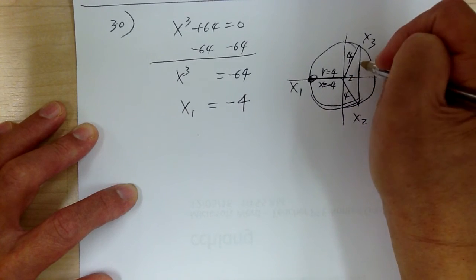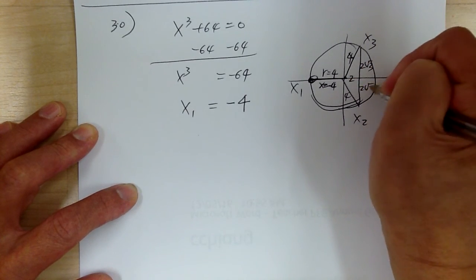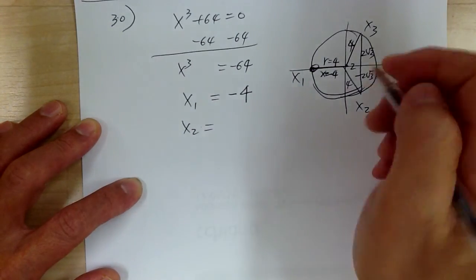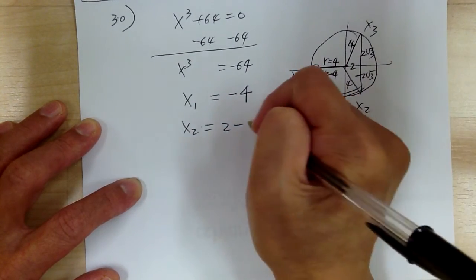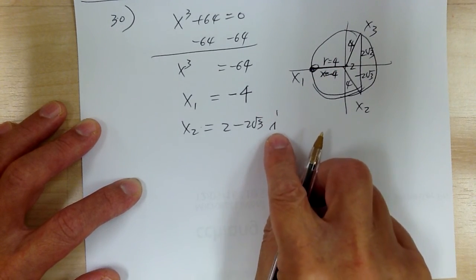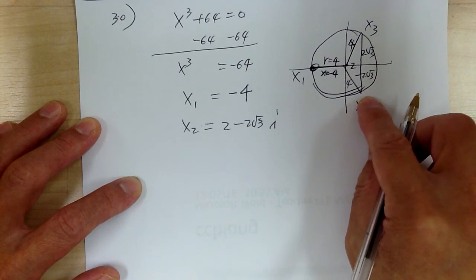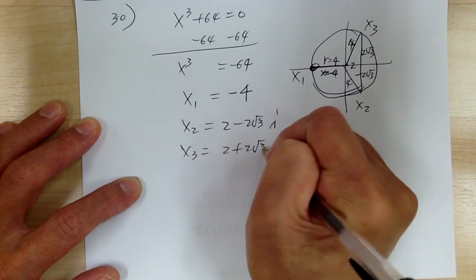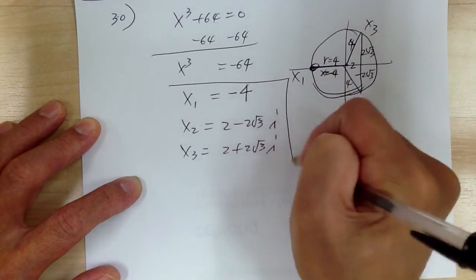So this would be 2. It's 2 square root of 3, 2 square root of 3, negative. So x2 would be 2 minus 2 square root of 3i. Now don't forget your i. I tell you that this is a complex number and you go in the i direction. x3 would be 2 plus 2 square root of 3i. And that would be your answer.